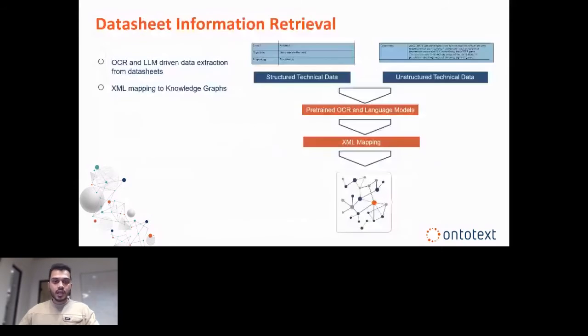So, about the architecture I will be talking about now. This information retrieval, as I said earlier, can be structured or unstructured. Now, how do you retrieve the document? This is where you have the large language models doing the job for you. You have a lot of OCR models. You have different LLM models which you can use to extract information from the data sheets.